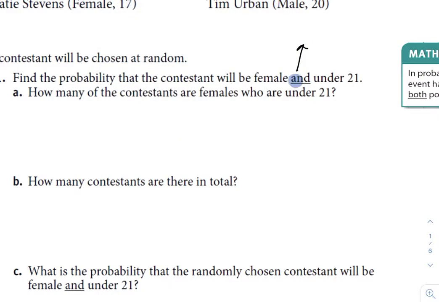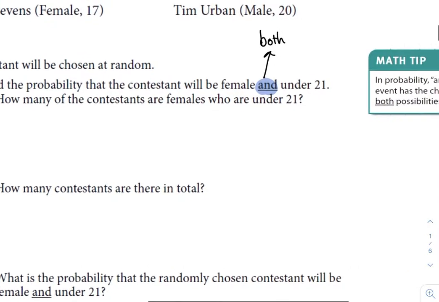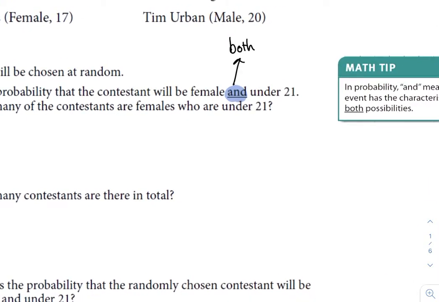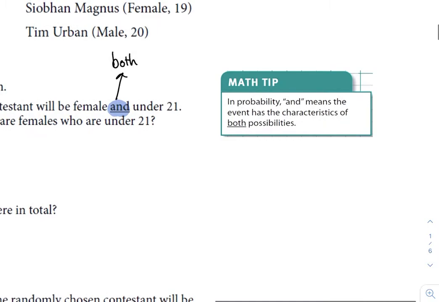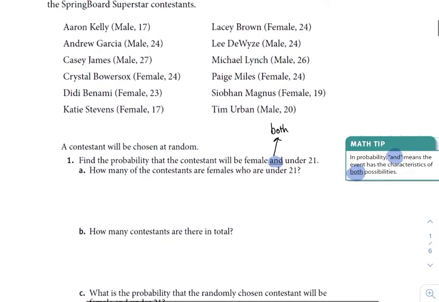So in this case, when we see the word and, basically that means that we need both things to happen. Right? So when they say female and under 21, they have to be both female and under 21. They can't be just female or just under 21. All right, so that's a big difference between and or. So if you forget that, over on the side here, they give you a math tip. Basically, when you're doing probability, and means both. All right, if you're taking notes, I'd probably write down and as both.